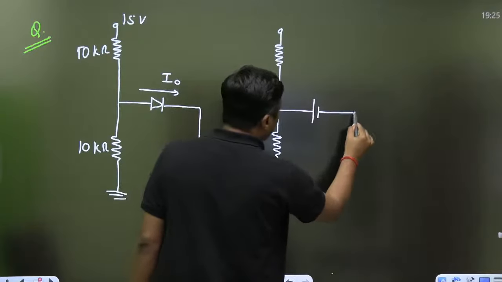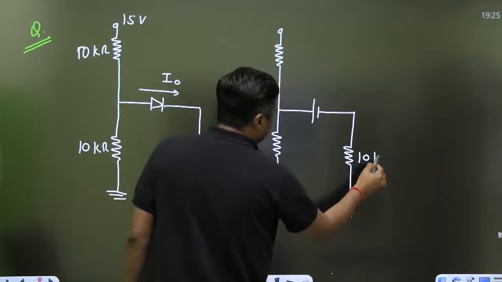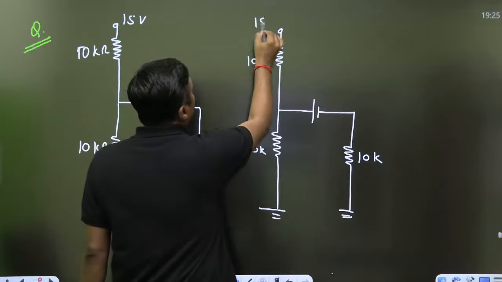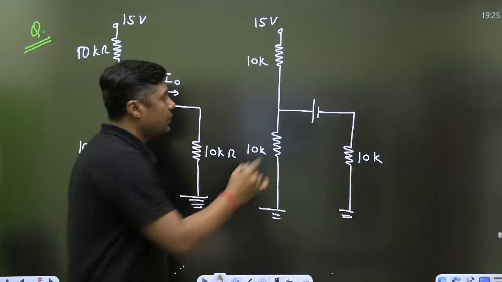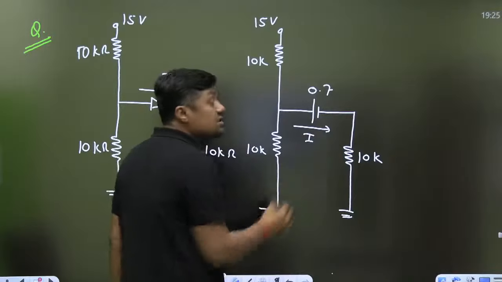0.7 volt battery, and that is the resistance. 10K, 10K, 10K, and 15 volt. This is the case. This is the 0.7 volt battery. Now guys, what is the current through the diode? This is the question.